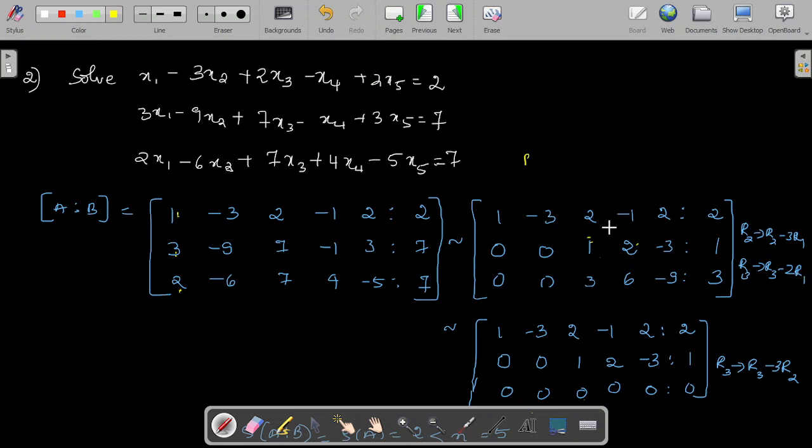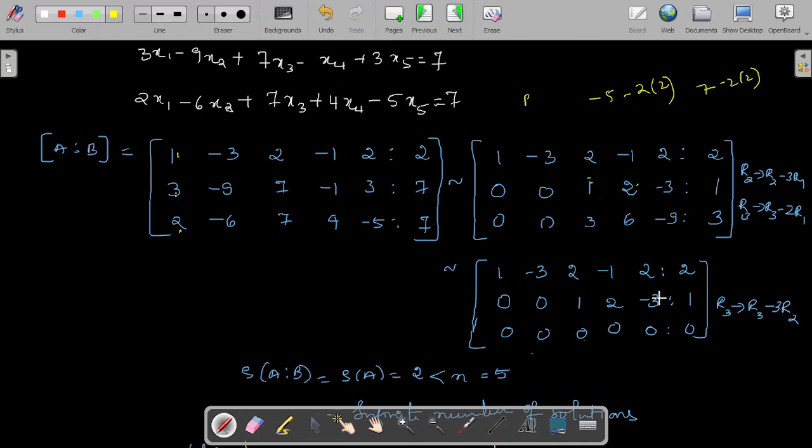So first row no change, second row 3 minus 3, again the same way, minus 3 plus 9, 0, 7 minus 6, 1, minus 1 plus 3 is 2, 3 minus 4, this 3, minus 3 into 6... minus 3, so 7 minus 3 into 6 is 1. Similarly, 2 minus 2, 0, minus 6 plus 6, 0, 7 minus 4, 3, 4 plus 2, 6, minus 5 minus 2 into 2, that is nothing but minus 9, 7 minus 2 into 2, that is 3.